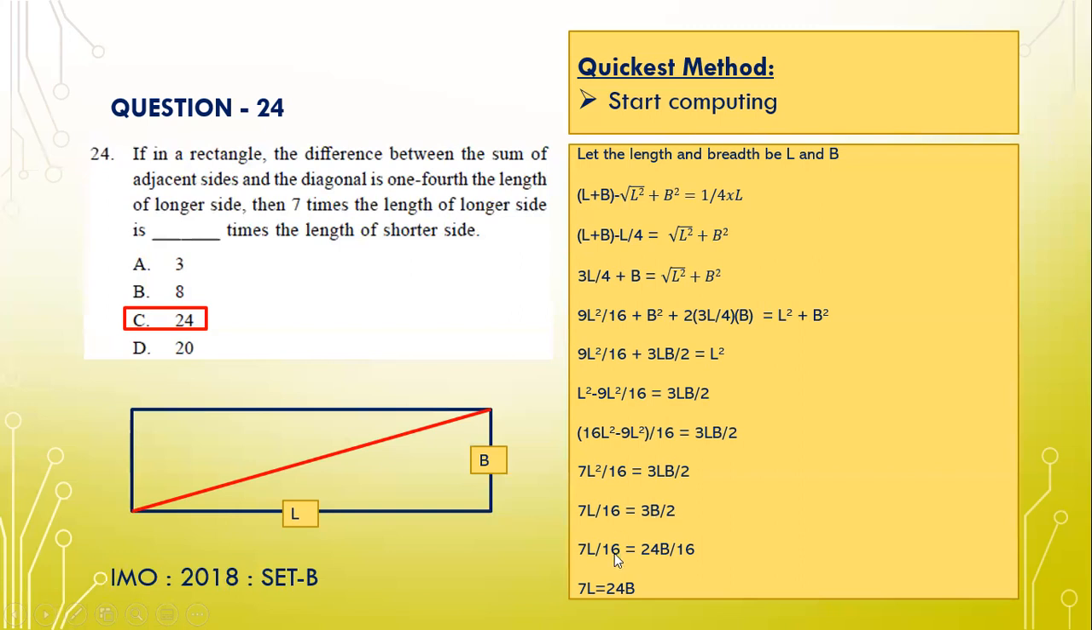If you multiply both sides by 8, it will be 24B upon 8 to the 16. 16 will get cancelled. So 7L is equal to 24B. So 7 times the length of the longer side is 24 times the length of the shorter side, 24B.